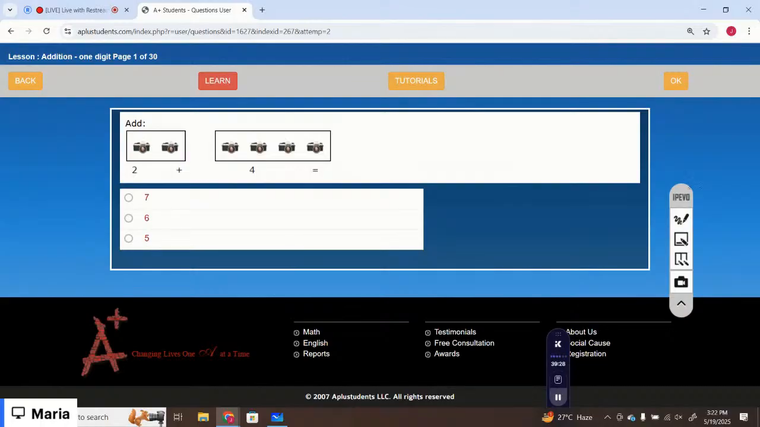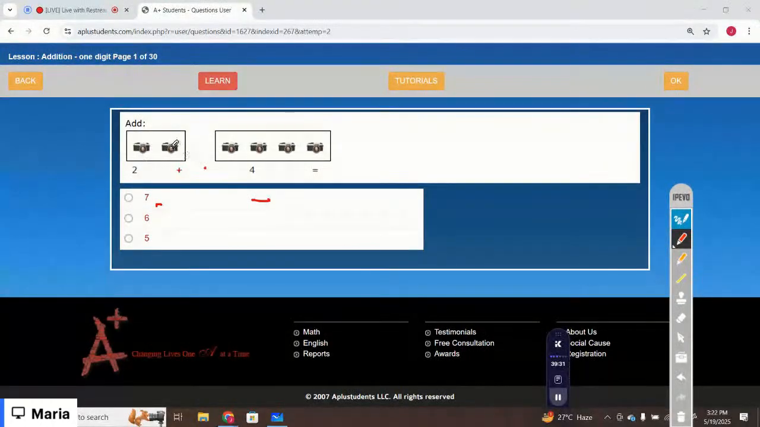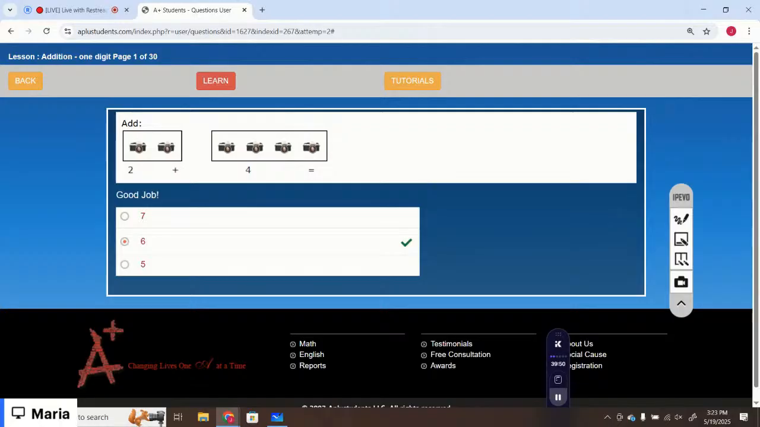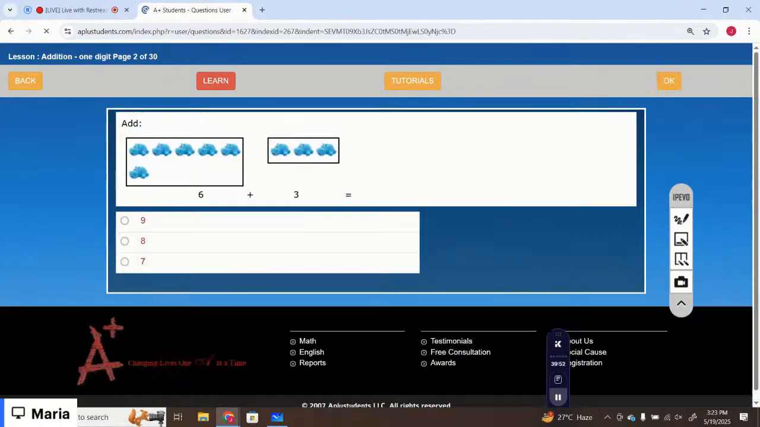Add. So we are given 2 plus 4. You need to count them correctly, right? 1, 2, 3, 4, 5, 6. So 2 plus 4 equals, right? Option number 2 is the correct one. So 2 plus 4 equals 6.